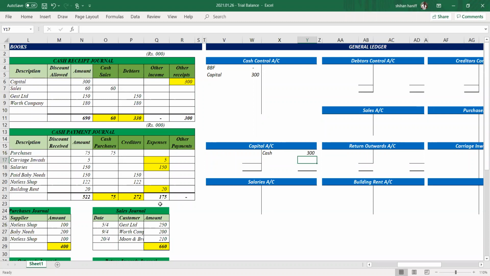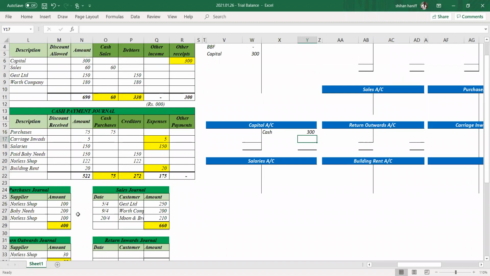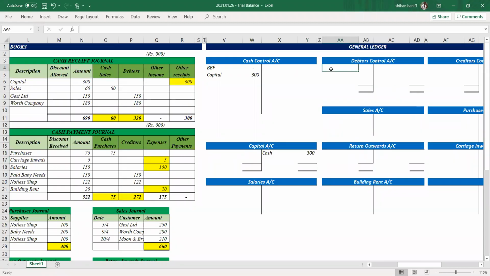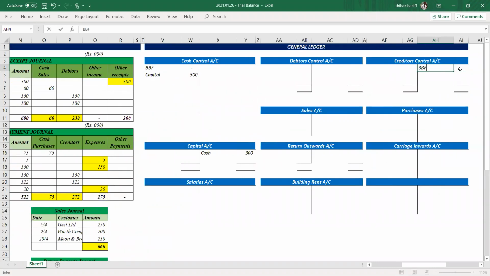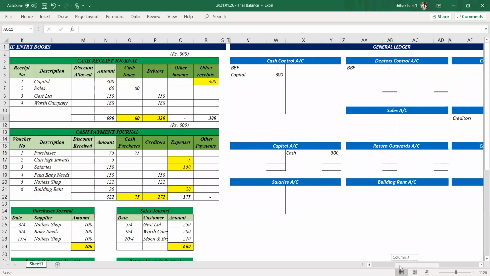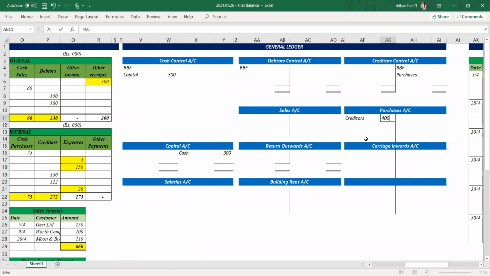Okay, before the cash, let me record the purchases, sales, and returns. Then it will be easy. There is no balance in the debtors and creditors accounts. Zero balance. So first we'll record the purchases. Purchases account debit, creditors account credit. The total purchases is 400: purchases account debit 400, creditors control account credit 400.